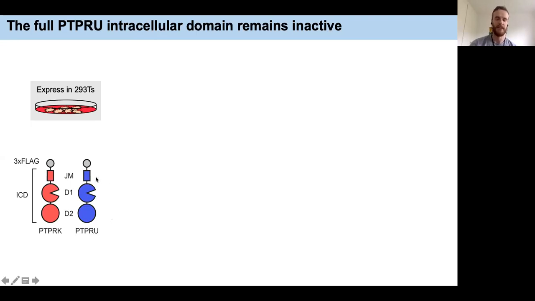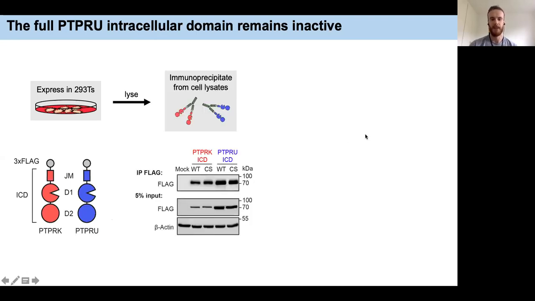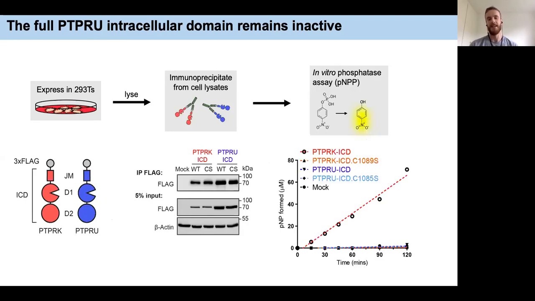Unfortunately, we weren't able to make this in E. coli like the D1 domain, but we were able to successfully express it in 293T cells and other mammalian cells. So we simply did immunoprecipitations of these receptors from the mammalian cells, and then, using pNPP, checked their phosphatase activity. And really what we saw again was the same result.